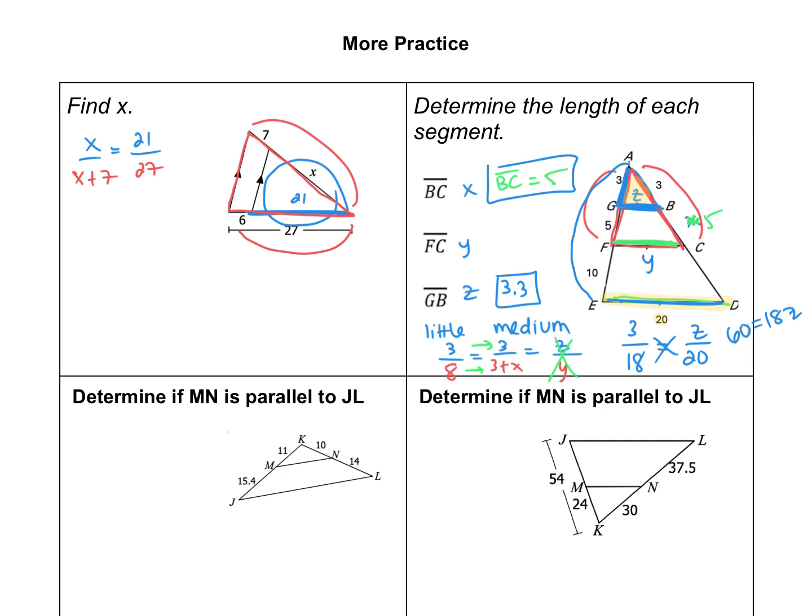Lastly, if we go to find Y, Y is going to have to be compared to this base again, which means I'm looking at the medium triangle and the big triangle. So Y on the medium triangle goes with 20 on the big triangle. And again, I'm looking at this side. So I get 8 on the medium triangle goes with 18 on the big one. And that's what we would cross multiply to find Y. You will have one like that in your homework.